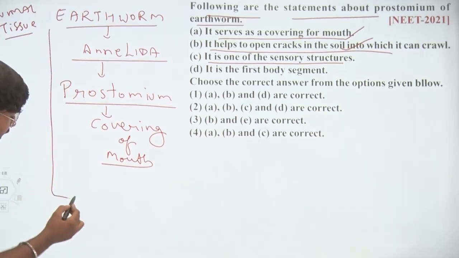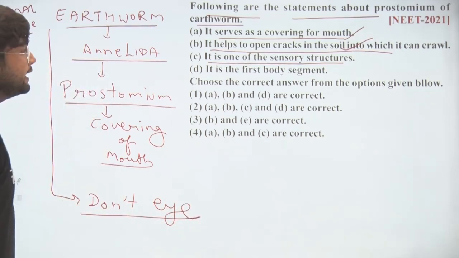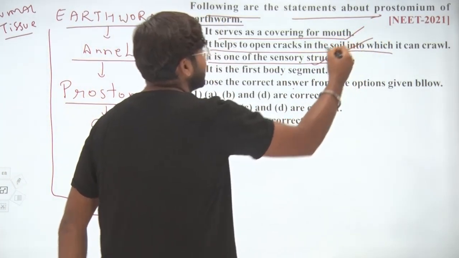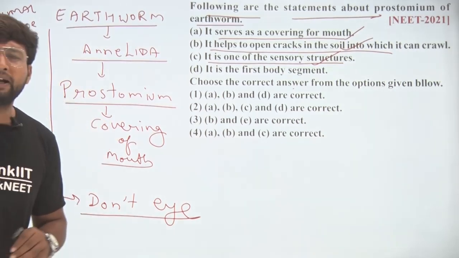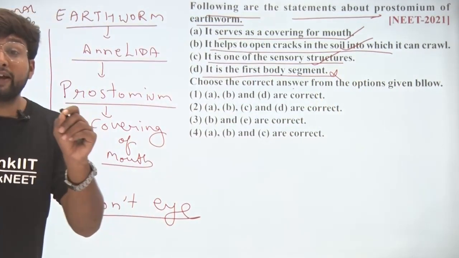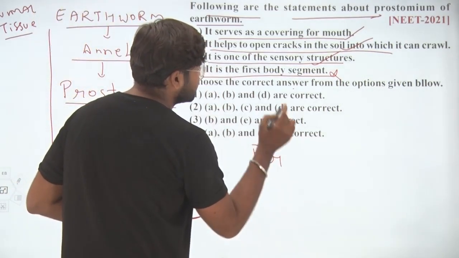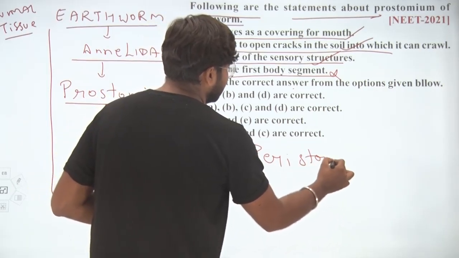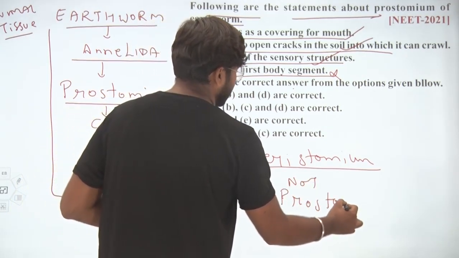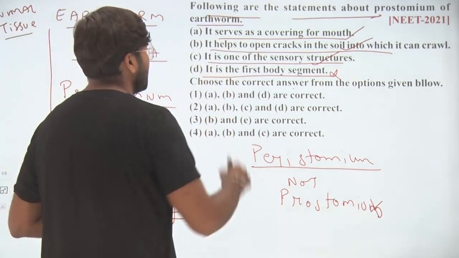Look here, beta. The earthworm doesn't have eyes. It cannot see because it doesn't have eyes. Instead of eyes, it has the prostomium, which is working as a sensory structure. So the third statement is also correct. The fourth, it is the first body segment. It is the incorrect statement. You will say to me, no sir, it is the correct statement. No, it is not correct. Because when we are talking about the first segment, that is the peristomium, not the prostomium. Clear? So the prostomium is not the first segment. Peristomium is the first segment. So option D is incorrect.